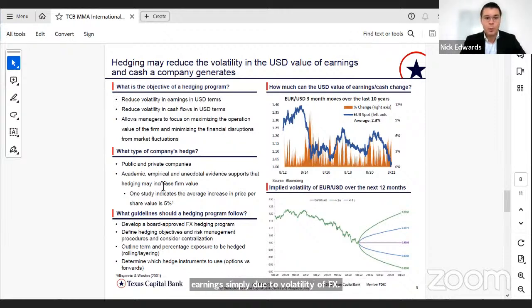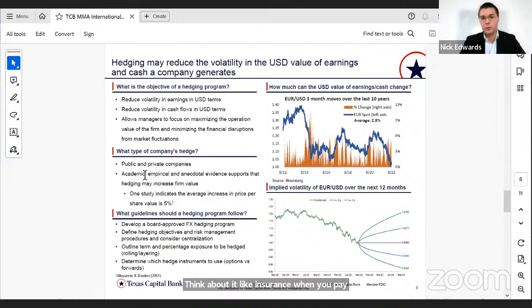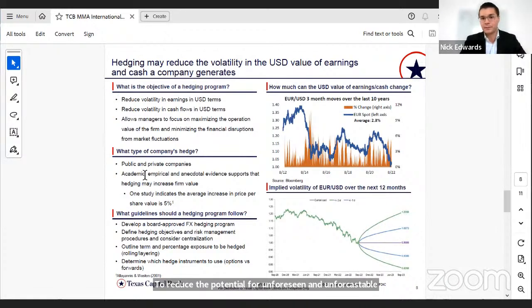So here, why do companies hedge? Companies hedge to reduce volatility. You don't hedge to try to gain in the market. You're not trying to win. Think about it like insurance. When you pay for fire insurance, you don't kick yourself that your plant didn't burn down because you didn't use your insurance. The idea here is to have a reduction in volatility to reduce the potential for unforeseen and unforecastable problems impacting your overall bottom line and business.